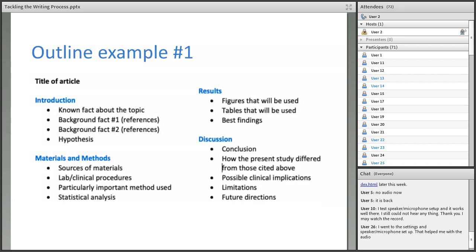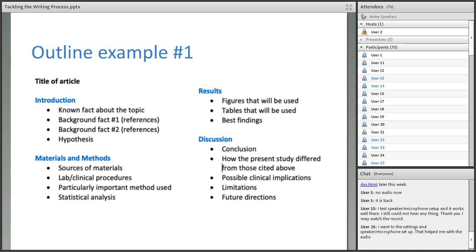Here's an example of an outline for a manuscript that may be helpful. You can see that we start out with the introduction section, describing the fact about the topic that you're studying, some background facts along with the reference citations for them, then your hypothesis statement. Follow that with a method section. Write down a few sources and materials, some of the lab or clinical procedures that you performed. You can single out a particularly important method that you used and that had some important results, and also your statistical analysis.